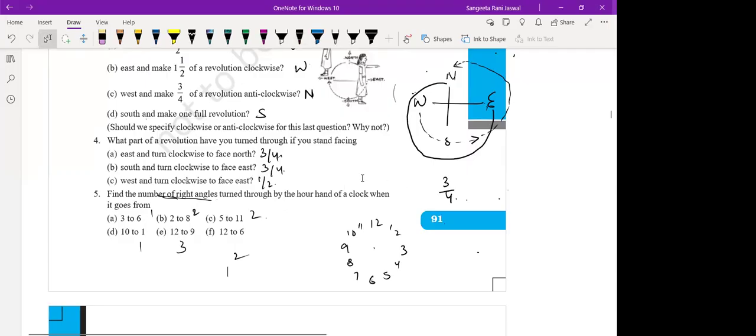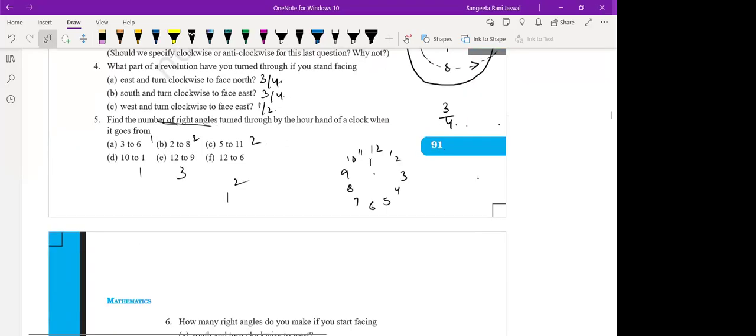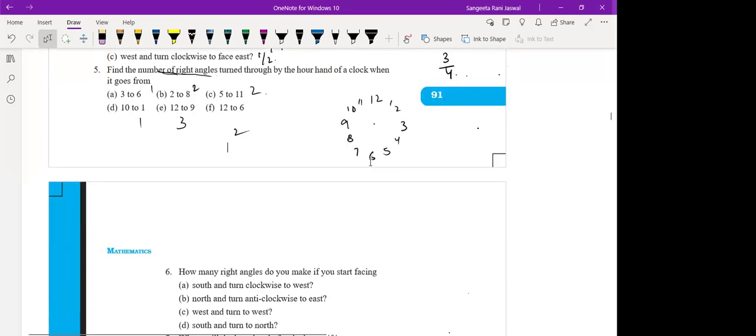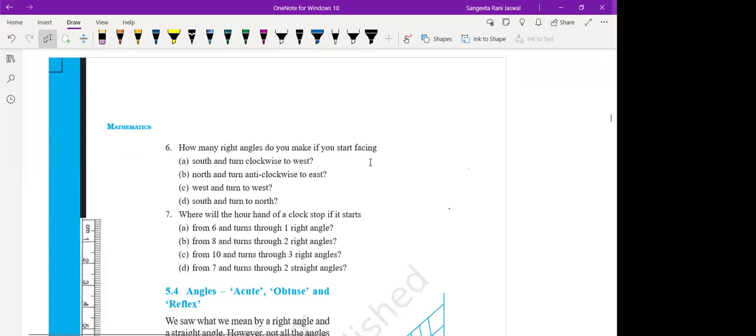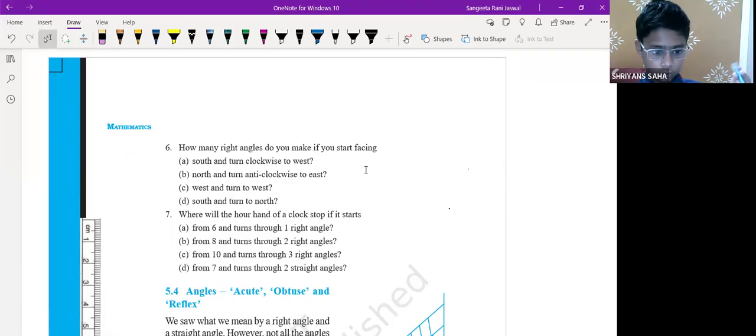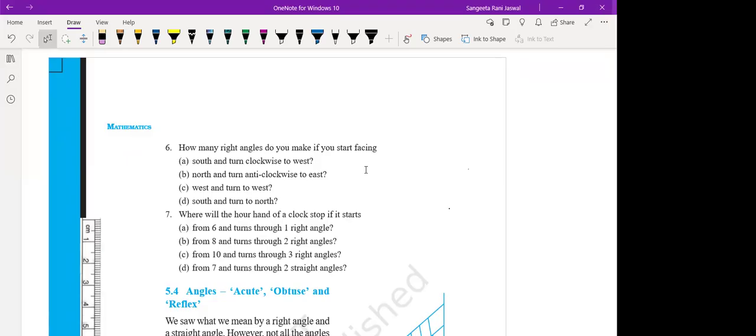Nishika, Adya, you can write your answers in the chat box. If your mic or Wi-Fi has a problem, you can write your answers in the chat box. I hope everything is clear to everyone. Okay, let's see the next.